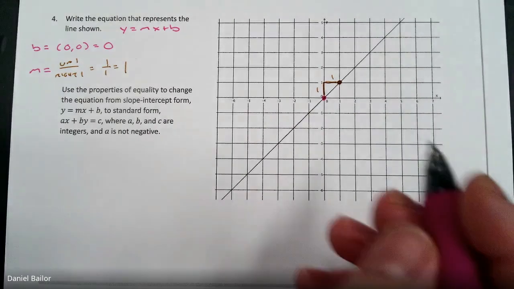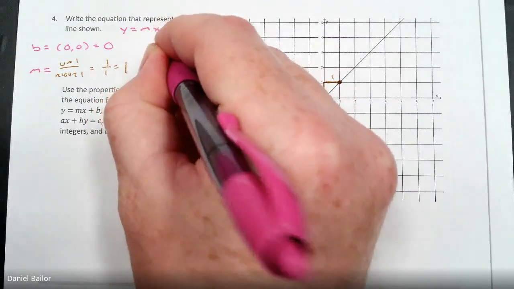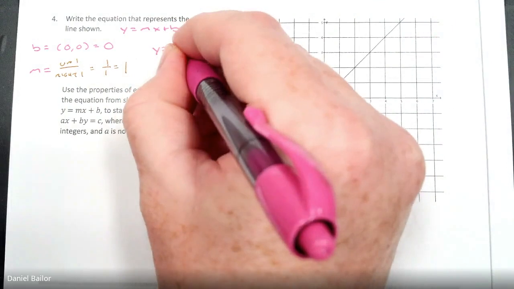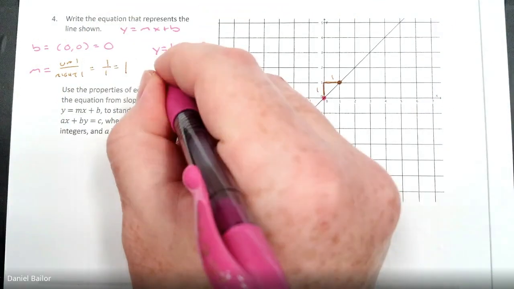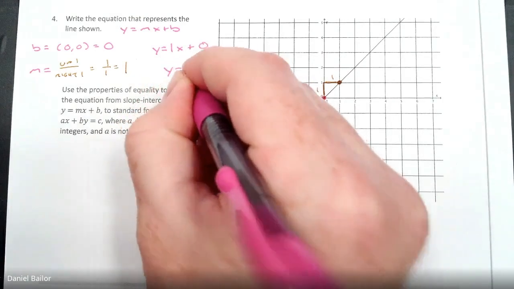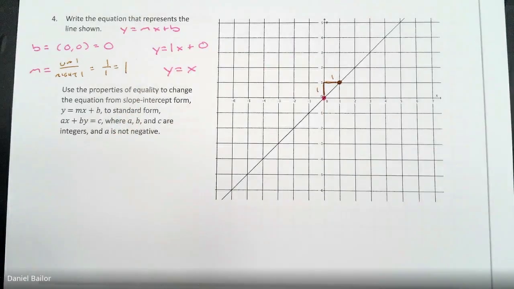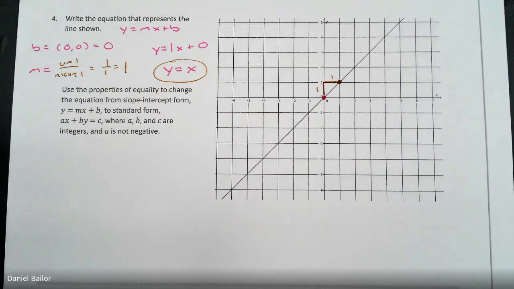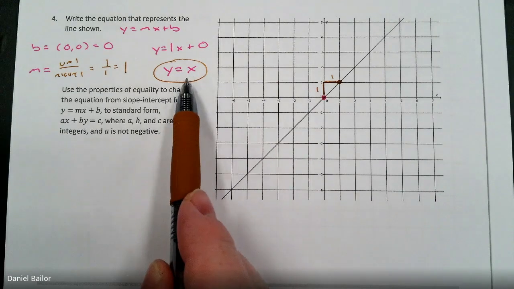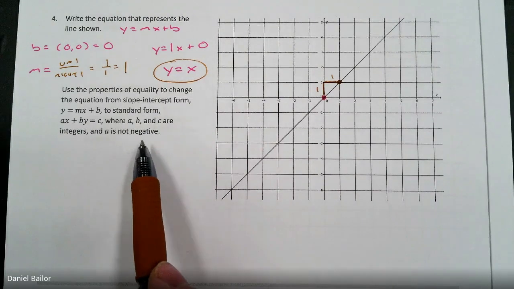So I substitute y equals m1x plus b, which is 0. Simplify that, y equals x. Y equals x is the equation for that line. Good enough. But now, again, that's in slope-intercept form. We want it in standard form.